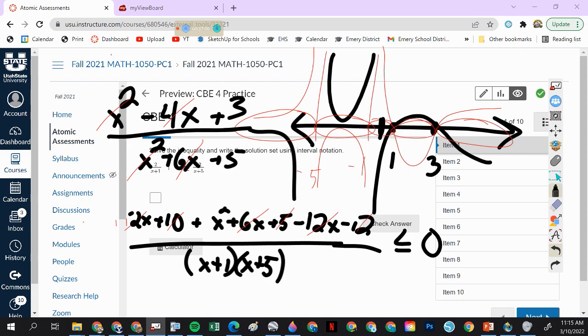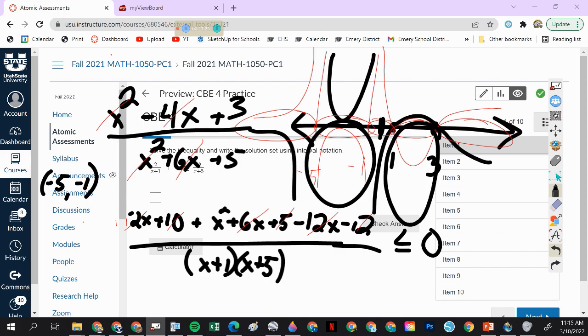Okay, and I want to know, when is the red graph below, or equal to, the x-axis? So it's this section and this section here. So from -5 to -1, union that with 1 to 3, and both of those get brackets.